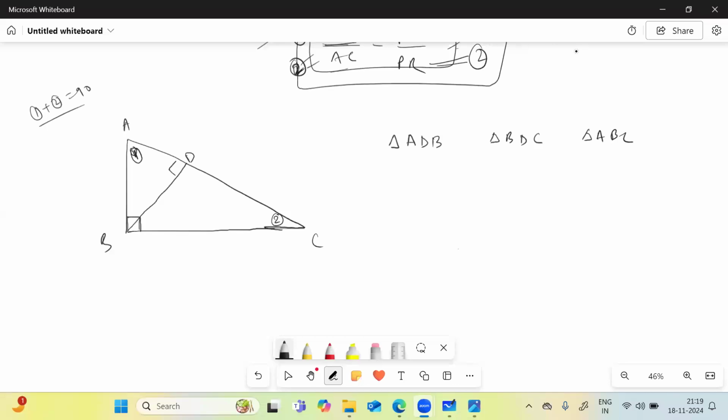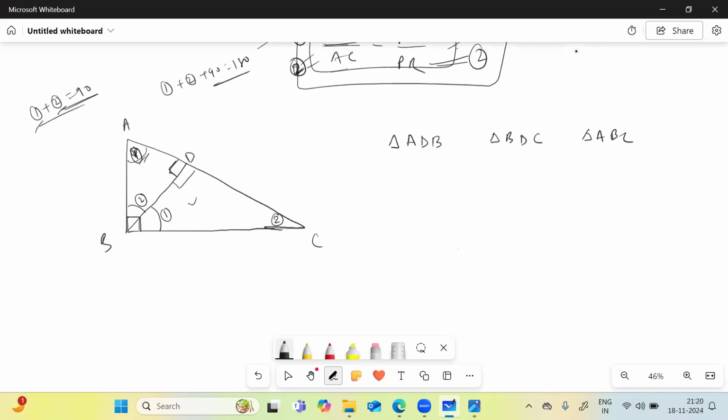So one of the two angles which are not right angles, angle A I took 1, or angle C I took 2. So 1 plus 2 is 90. Now in this triangle ABD, one angle is 90 and one angle is 1. So by default, the third angle will be 2. Similarly, in this triangle, one angle is 90 and one angle is 2. So by default, the third angle will be 1, because 1 plus 2 plus 90 will be 180. So just see the way I have represented the triangle.